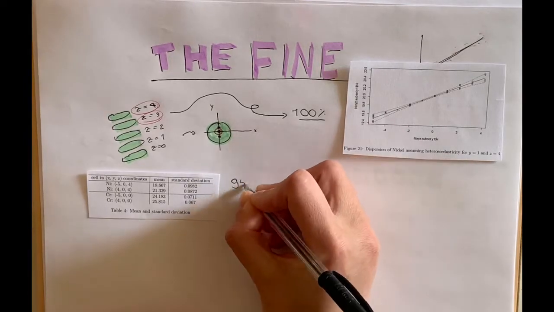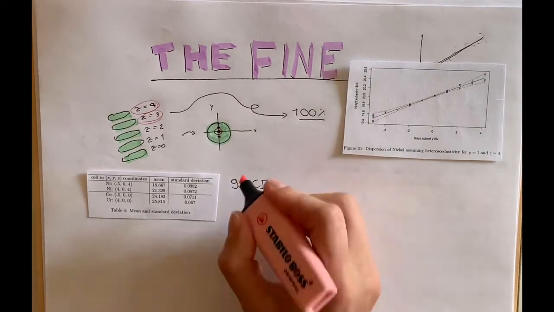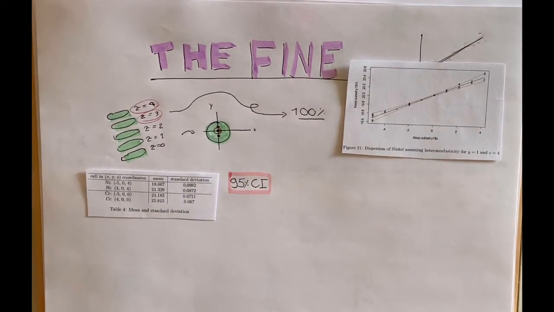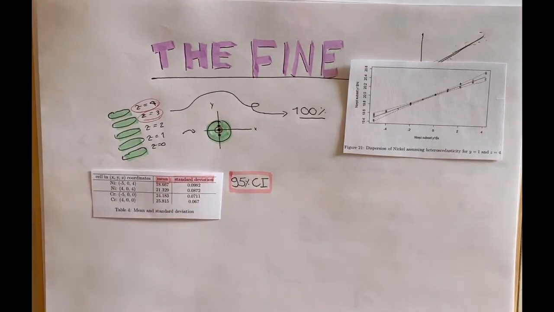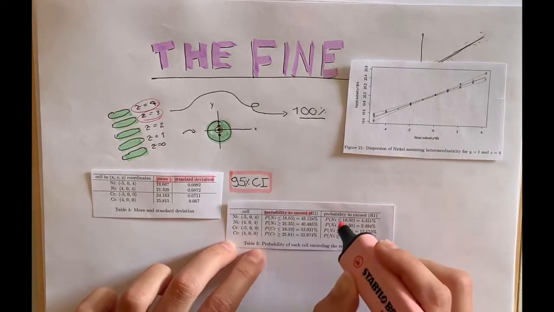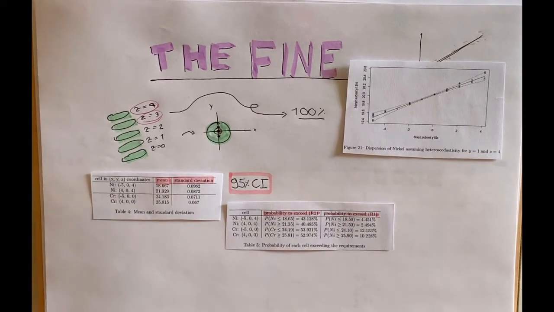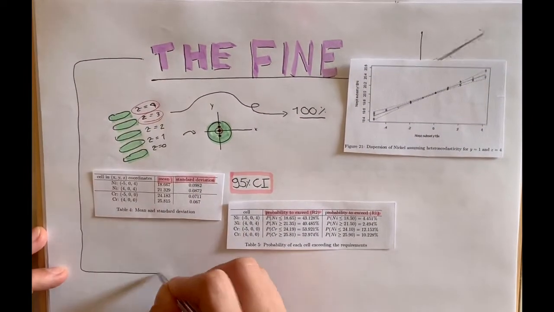By looking at the 95% confidence interval on all 4 cells, it is possible to determine the mean and the standard deviation. Finally, to calculate the expected fine, we use the probabilities to exceed R1 and R2. Using this, we can expect a fine.